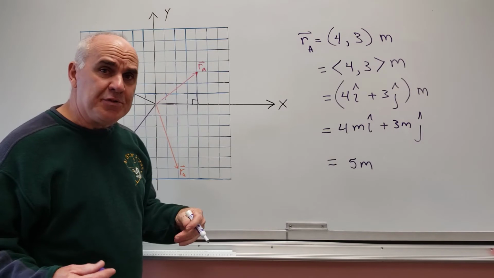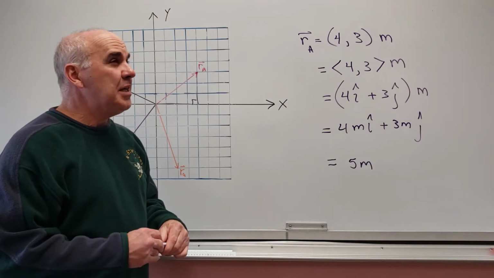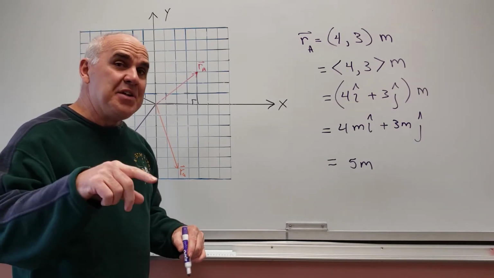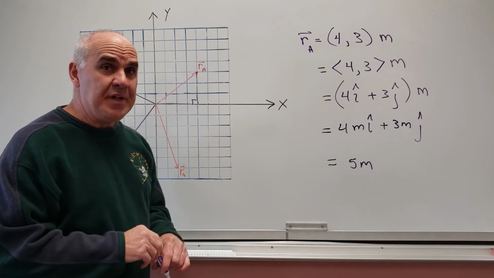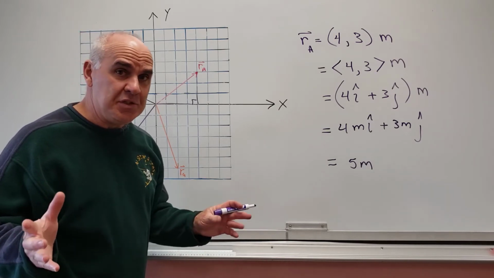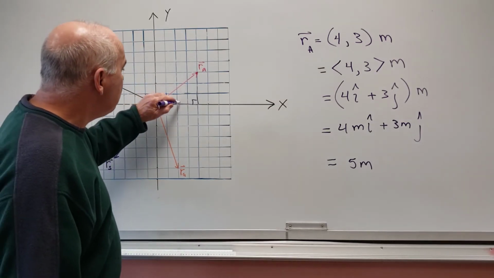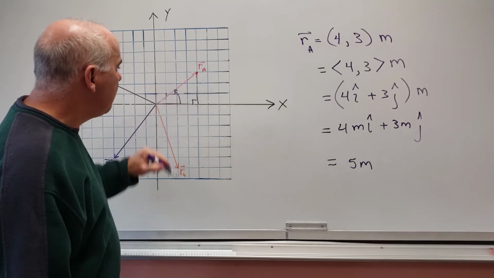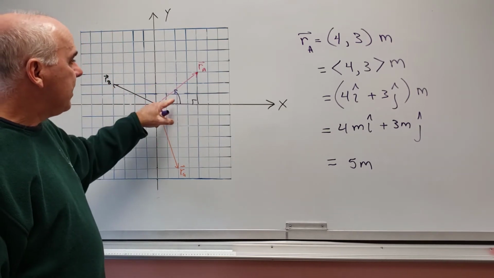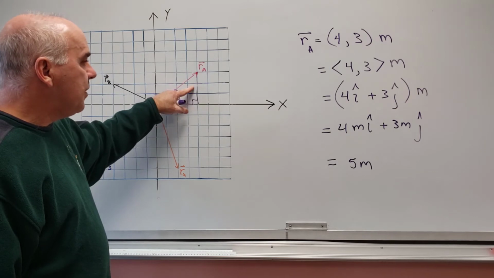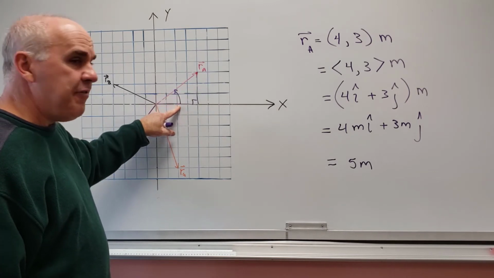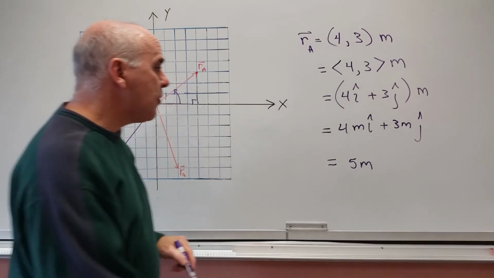I always measure my angles from the positive x-axis. I shouldn't say always. By standard, I want to measure my angles from the positive x-axis. I don't need to do that, but that's the usual way. So I would need to know this angle in here. And the way I can find that is I could take the arc tangent of 3 meters divided by 4 meters. Notice 3 meters over 4 meters.